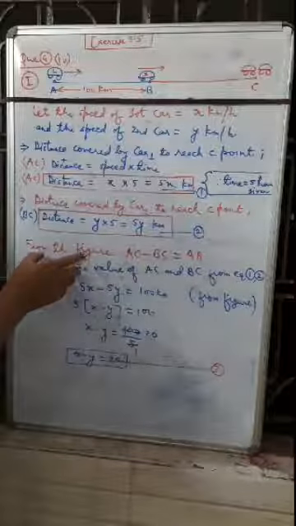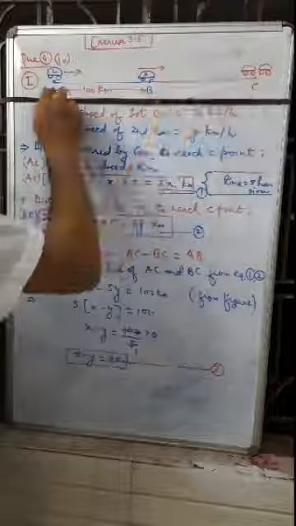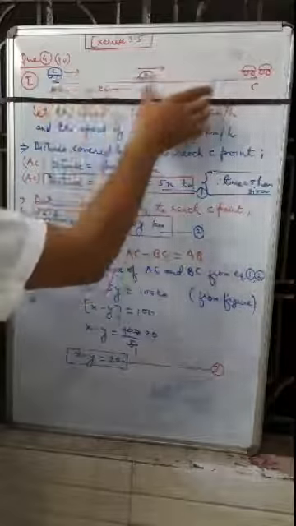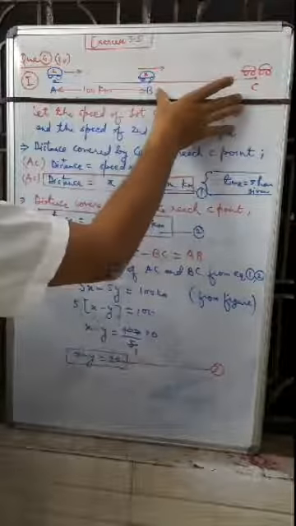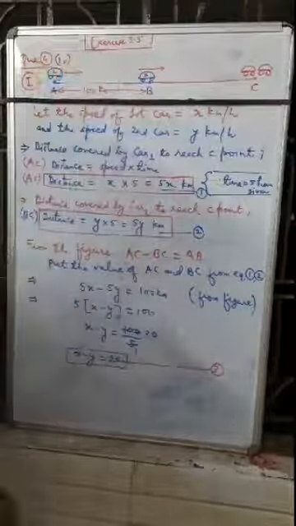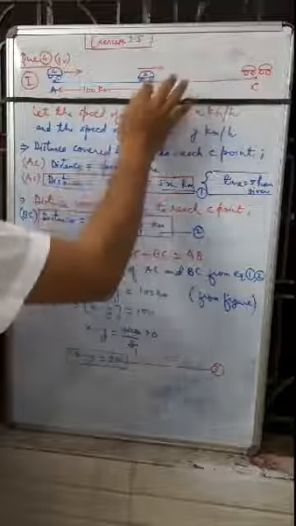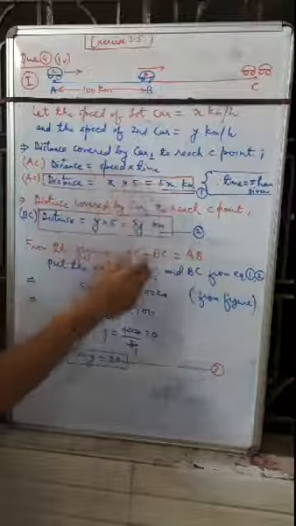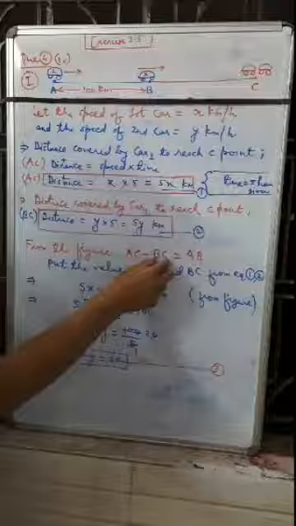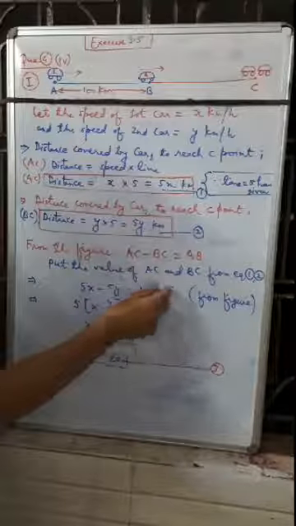Now looking at the geometry of the figure, we see A to C. AC is the longest distance. If we do AC minus BC, we will definitely get AB. So we will use this equation, AC minus BC is equal to AB. Now put the values. AC is equal to 5x km, BC is equal to 5y, and AB is equal to 100 km.